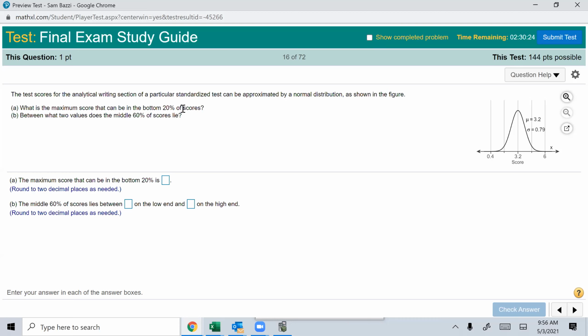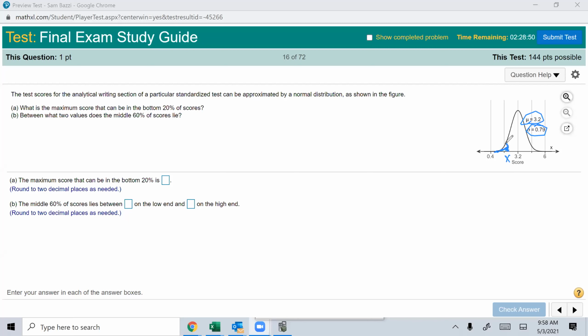The test scores for the analytical writing section of a particular standardized test can be approximated by a normal distribution as shown in the figure. Here it's not Z, it's X. He gives you the mean and he gives you the standard deviation. What's the maximum score that can be in the bottom 20%?